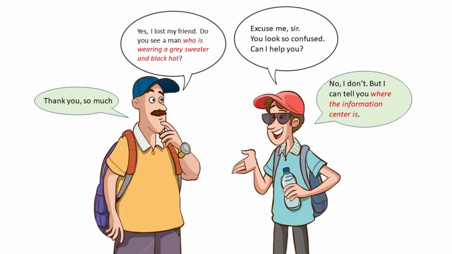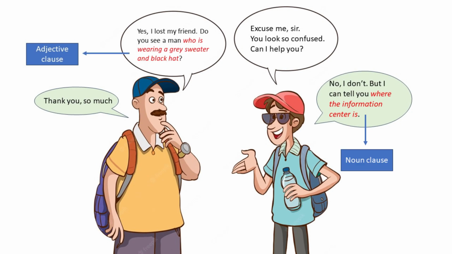From the explanation about noun clause and adjective clause, we can identify what kinds of clauses they are. Yes, that's right. Who is wearing a gray sweater and black hat is an adjective clause, and where the information center is a noun clause. That's good. You got a point.